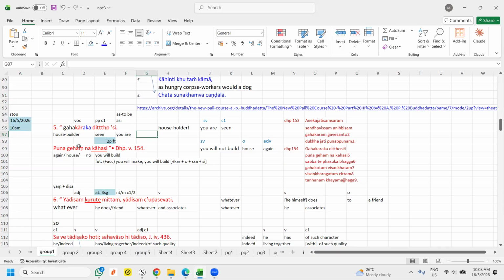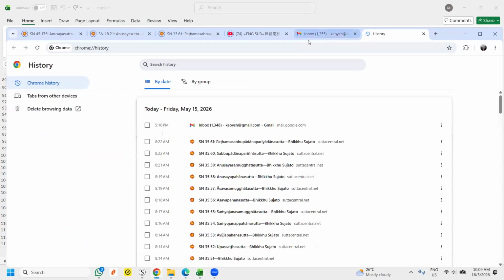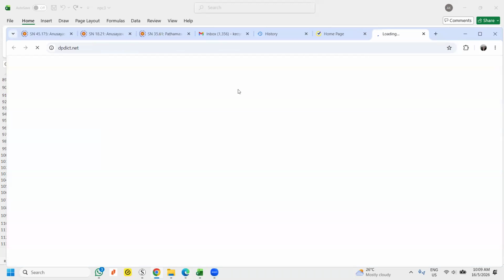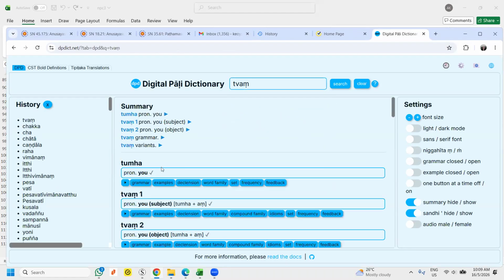When you look at this line and then you look at the second, Puna gehang na kasi, you know that this is a verb and this is an object. You do not see the word tuvam directly in this sentence. That means asi becomes both subject and verb. If you do a declension, you should take tuvam. Then you will see that under tuvam, tumha is the stem.